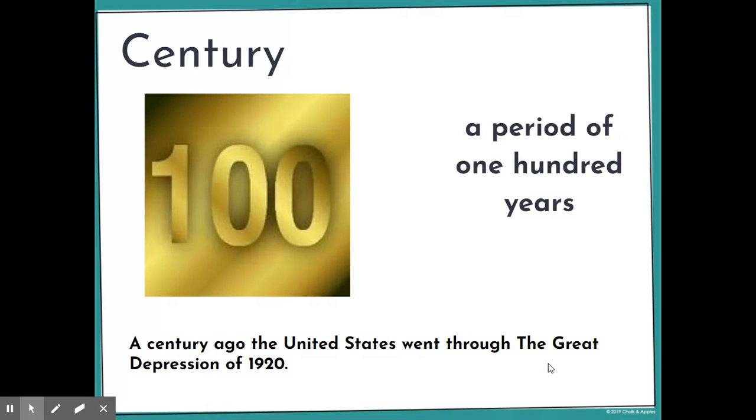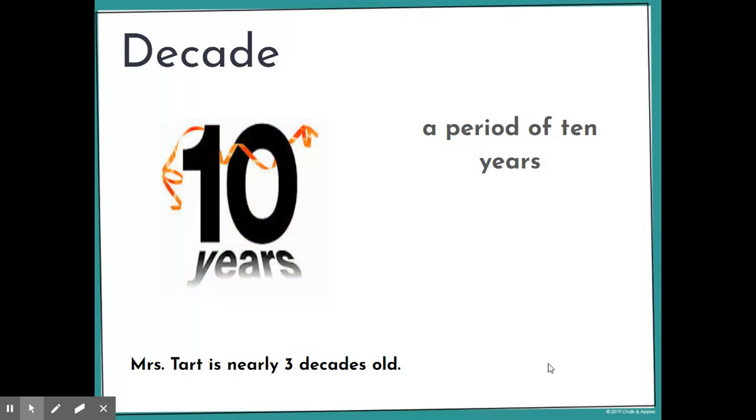Century, a period of 100 years. A century ago, the United States went through the Great Depression of 1920, so century, 100 years. That brings us to our next one. It's decade, and that's a period of 10 years, moving into those 10 words. So decade 10, century 100. So decade, a period of 10 years, and I'm actually almost 3 decades old.